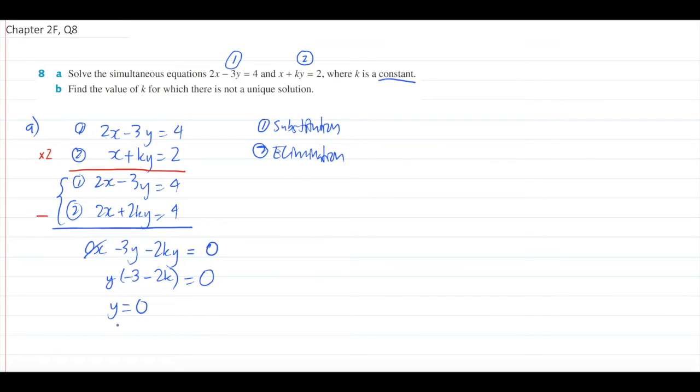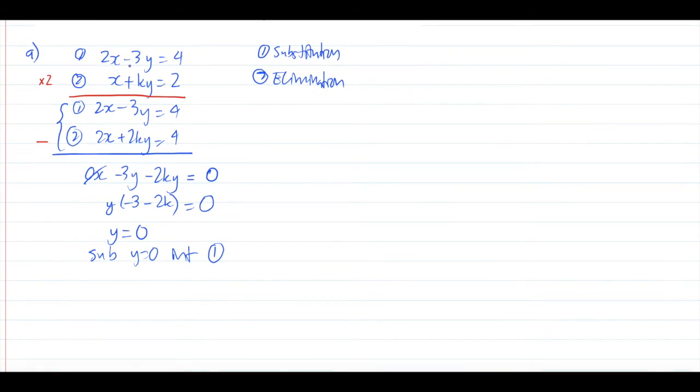And if you know y equals 0, you can also then solve for x. So we just need to sub y equals 0 into one of the equations. We'll sub it into equation number 1 because we know we don't have any k's in there. So let's do that. 2x minus 3 times 0 equals 4. 2x equals 4, and therefore x equals 2. So one of your solutions is 2, 0. x equals 2, y equals 0.